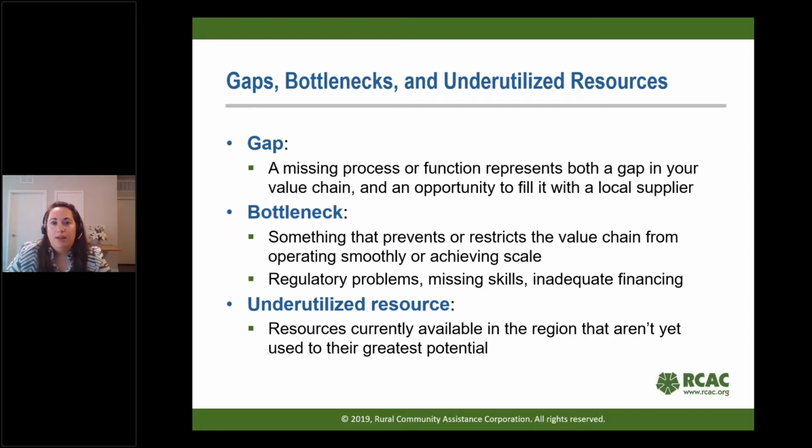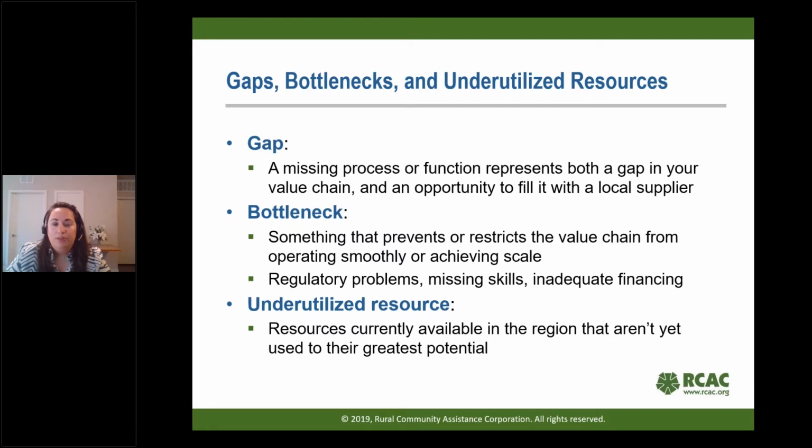A gap is a missing process or function in your value chain. This could be a step in getting your product or service to market that you haven't accounted for yet, or something that doesn't exist locally yet. A bottleneck is something that prevents the flow of the value chain. Is there a blockage somewhere that is preventing smooth operations or growing the scale? This could be a regulatory issue, a lack of skills for a particular step, or a lengthy amount of time it takes to accomplish a step.